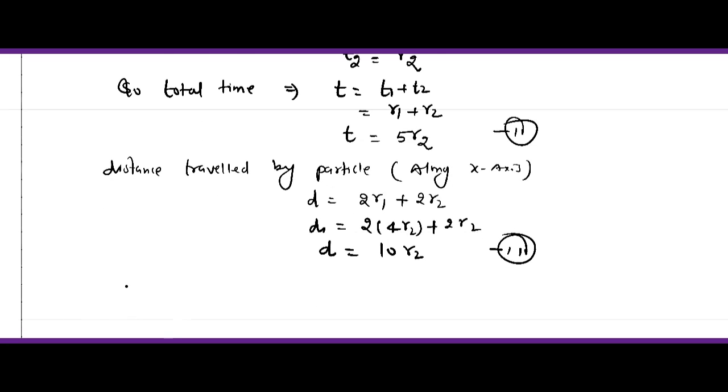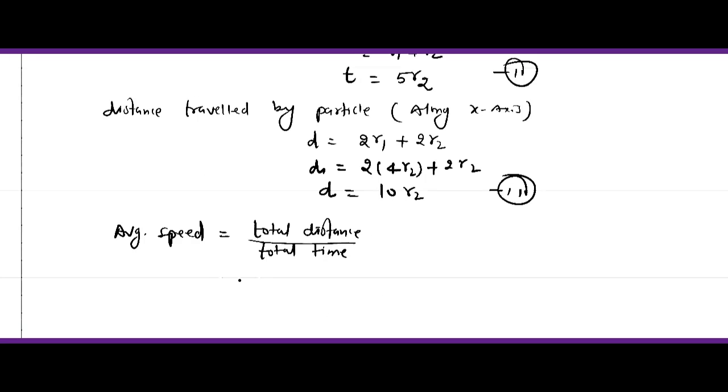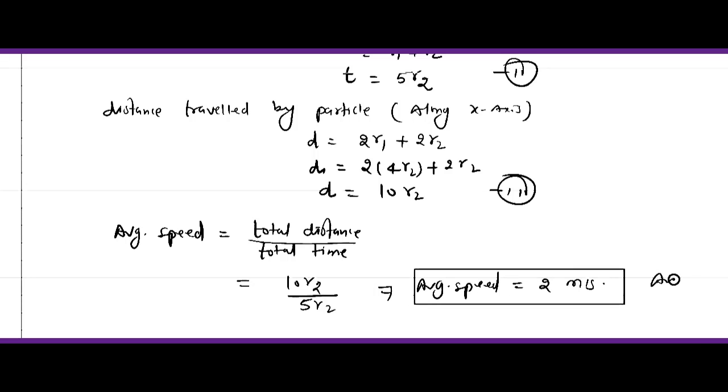Now average speed, which is given by total distance by total time, equals total distance by total time. From relations 2 and 3, total distance equals 10r2 and total time equals 5r2. So from here, average speed will be equal to 2 meter per second. So the answer for our question is: average speed of the charged particle will be equal to 2 meter per second. This is the answer for the question.